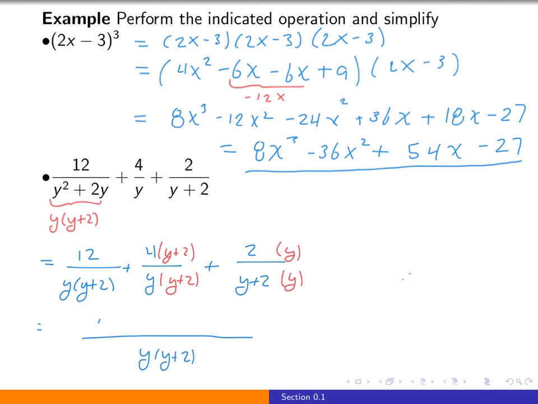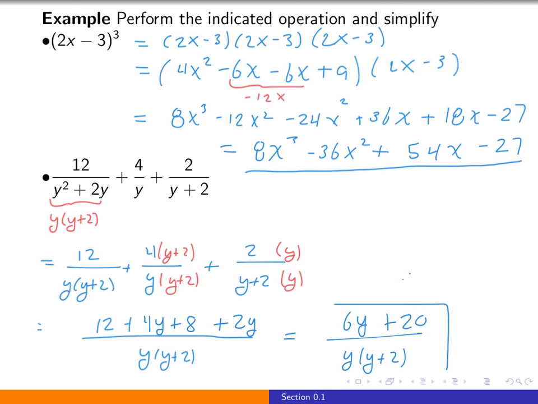In the first term, the numerator is 12. In the second term for the numerator, we can distribute the 4 through, so that would become 4y plus 8. And the numerator in the third term is 2y. And our last step here is to simply combine the like terms in the top. 4y plus 2y is 6y, and 12 plus 8 is 20, which leaves us with the simplified version that we are looking for.